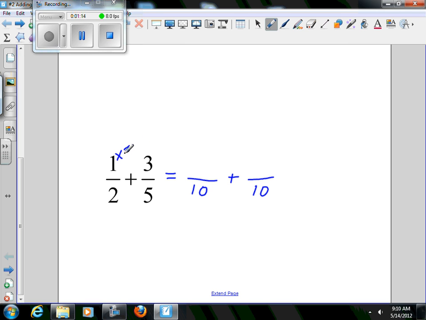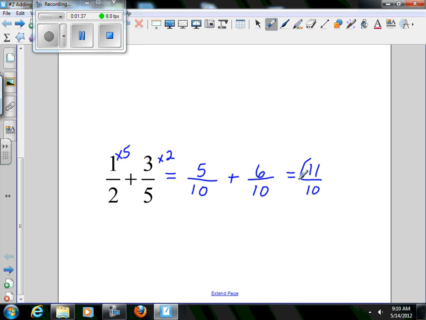So we multiply the numerator by 5. 5 times 1 is 5. So our new fraction is 5/10. Now to change the other fraction, 5 goes into 10 twice. So we multiply the numerator times 2, and 2 times 3 is 6. So our new fraction is 6/10. And so 5/10 plus 6/10 is 11/10.